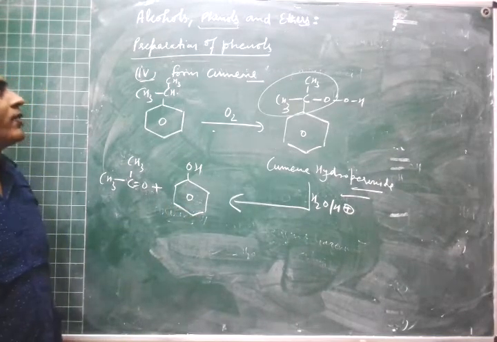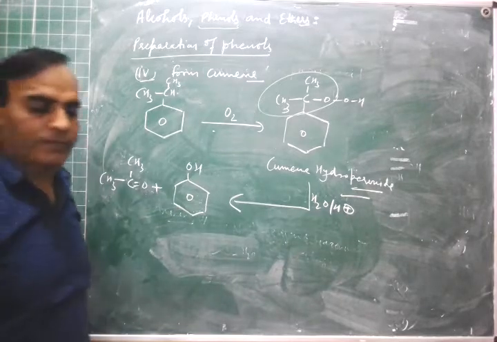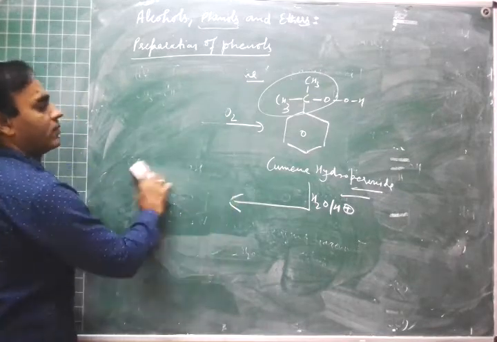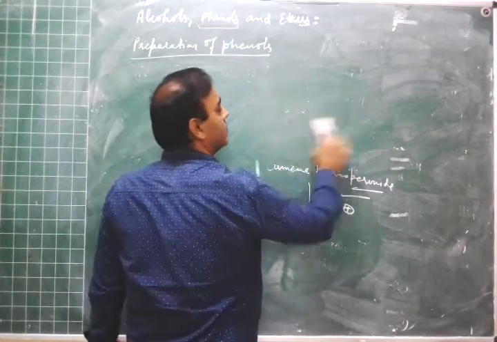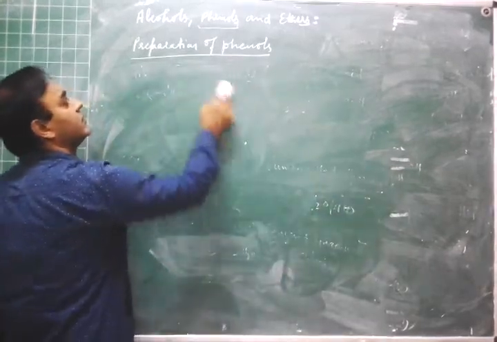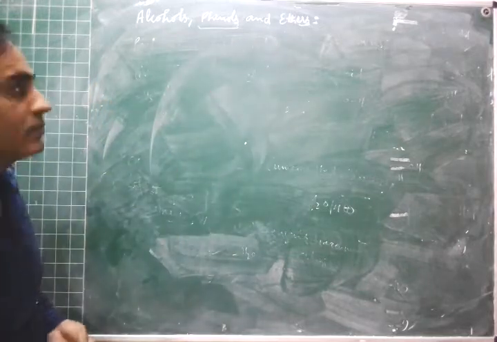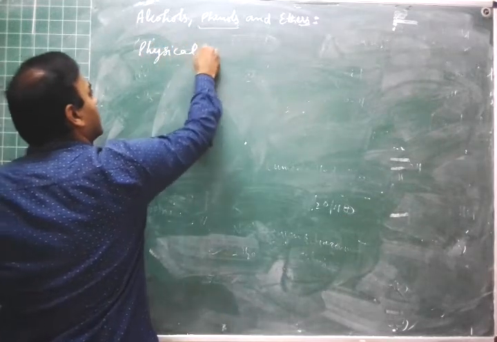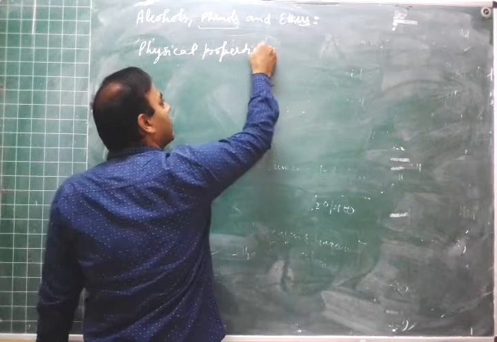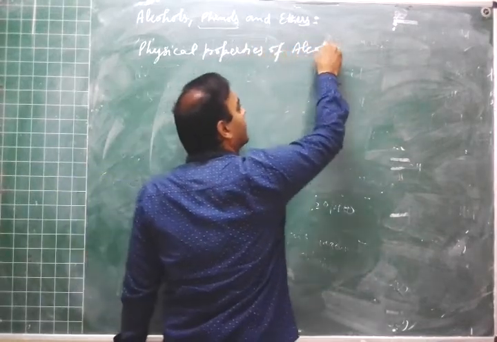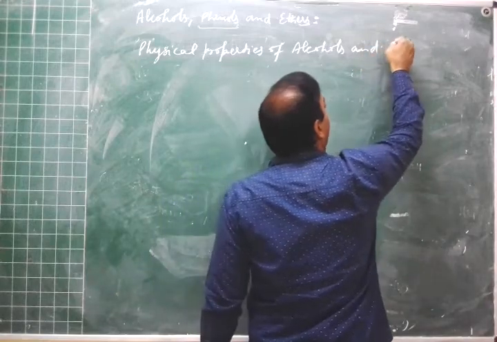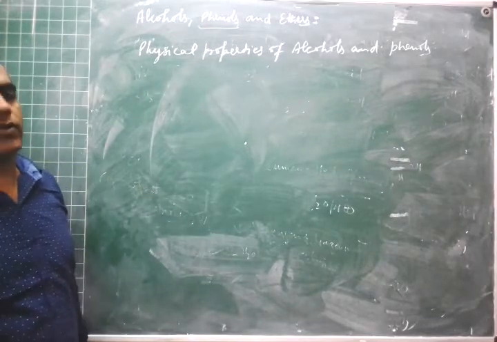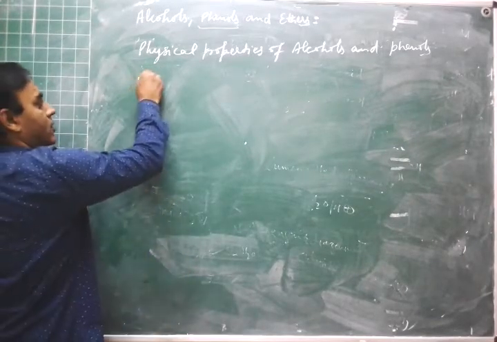Now next we will study physical properties of alcohols and phenols, right? And in that we will discuss boiling point and solubility of alcohols and phenols. So first of all, boiling point.